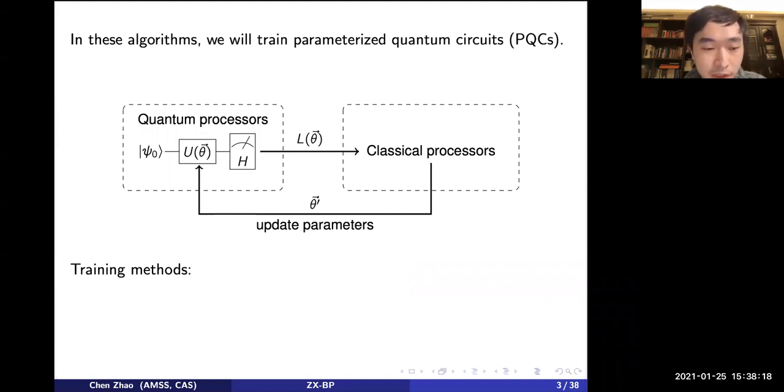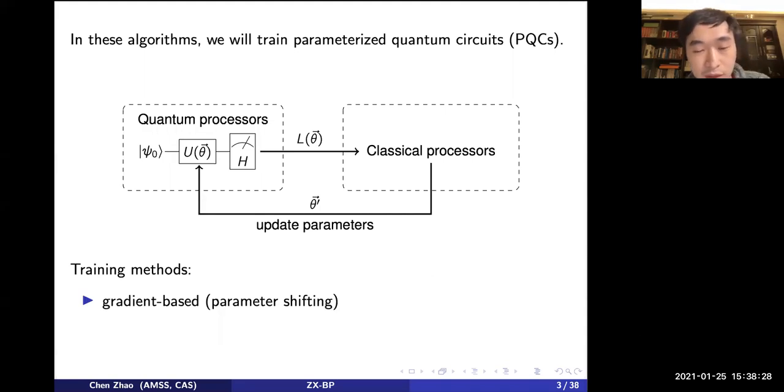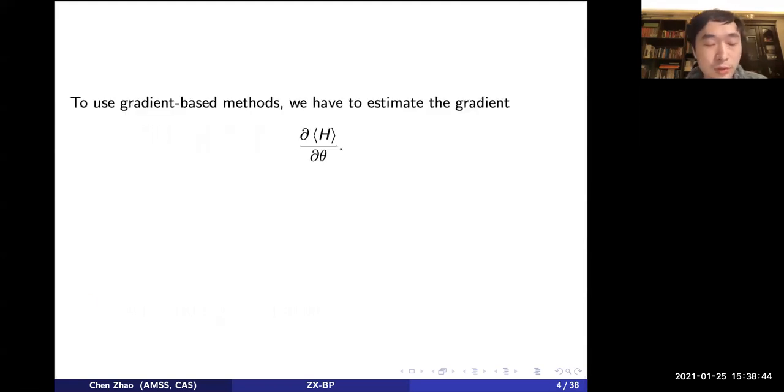And there are a lot of methods to train this parameterized quantum circuit. For example, we can use gradient-based training methods, such as parameter shifting, and there are also some gradient-free methods. When we use a gradient-based method, we should estimate the gradient.